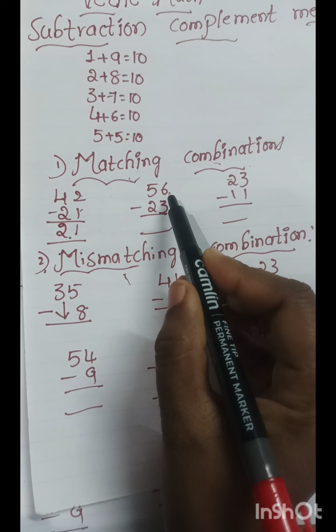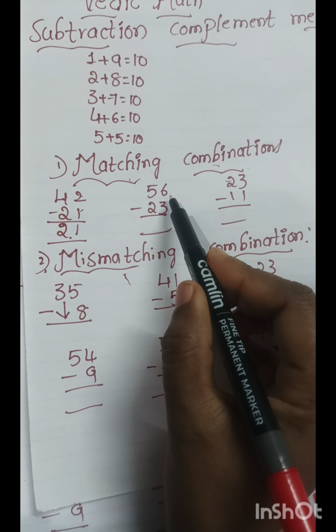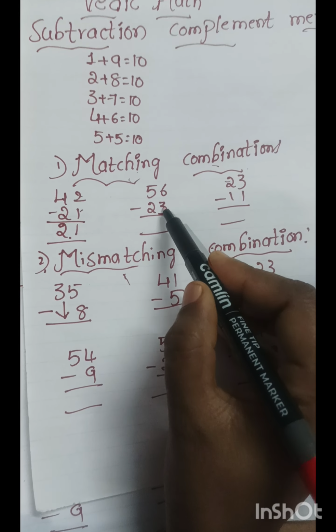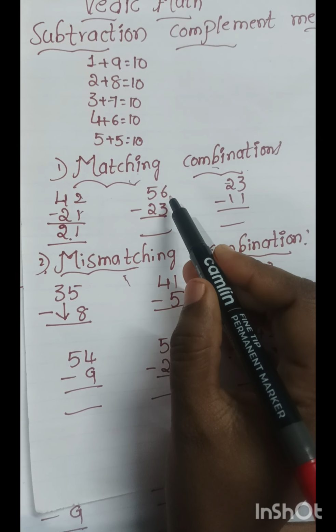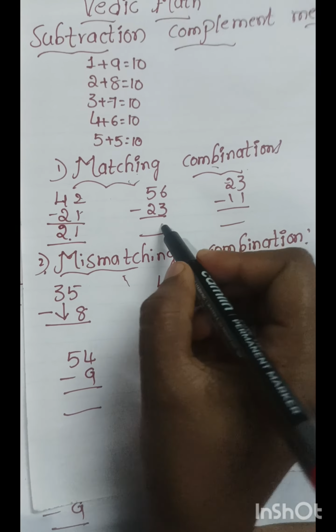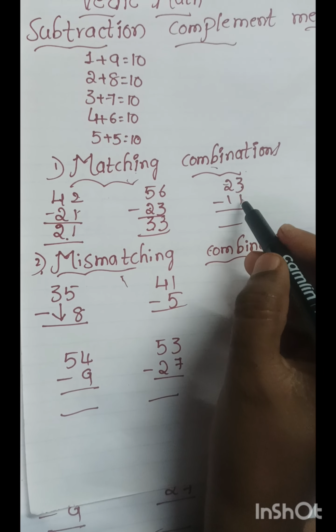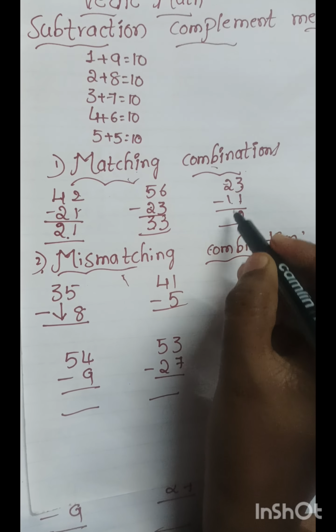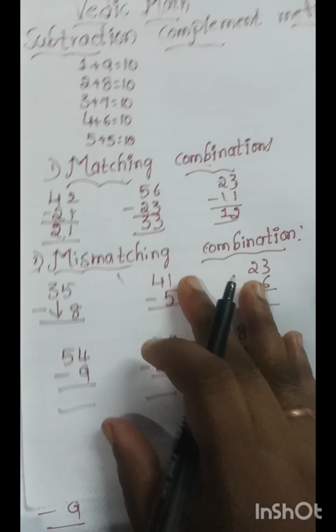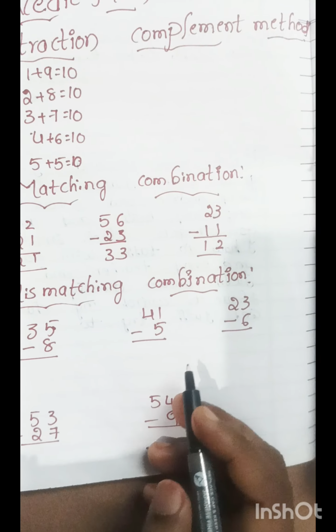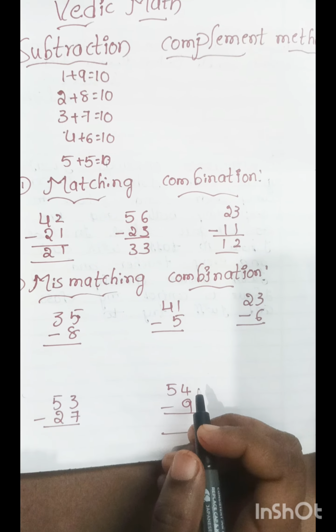Next, here also we can easily subtract 3 from 6. That's why this is also called a matching combination. 6 minus 3 is 3 only and 5 minus 2 is 3. Next, 3 minus 1 is 2, 2 minus 1 is 1. These are the matching combination problems. Now move on to the mismatching combination.